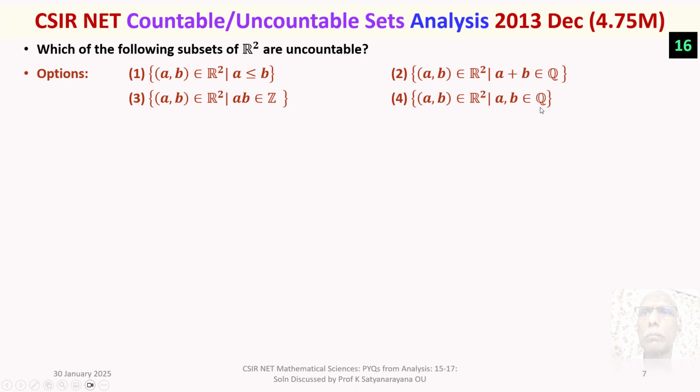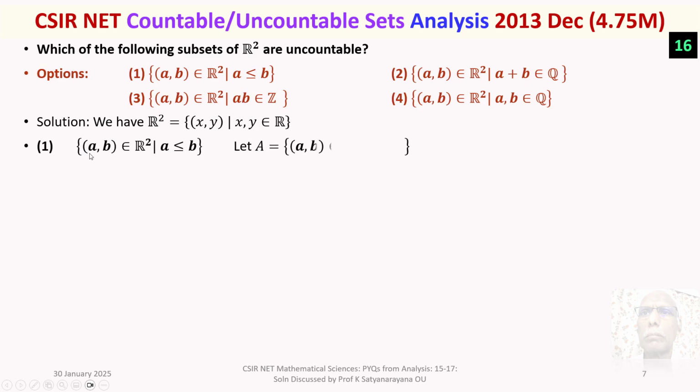Let's now discuss the solution of the problem in detail. We have R square, the set of all ordered pairs X, Y, where X belongs to R and Y belongs to R. Consider option 1. The set of all ordered pairs A, B belongs to R square such that A is less than or equal to B. Let this set be capital A.